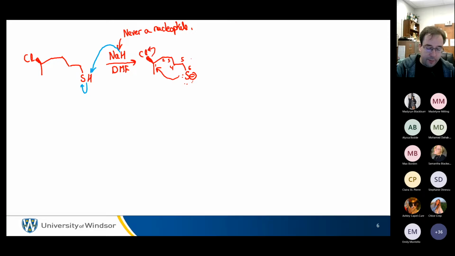Okay. So it's a 6-membered ring. It's 5 or 6. That's great. That's what we want. I would just start by drawing your 6-membered ring. Now this is where the tricky thing is: what's the stereochemistry doing?